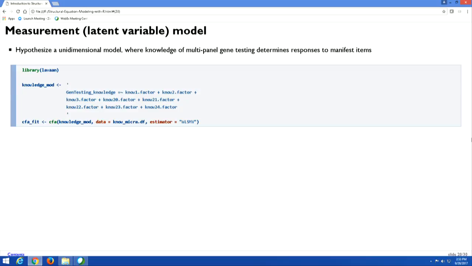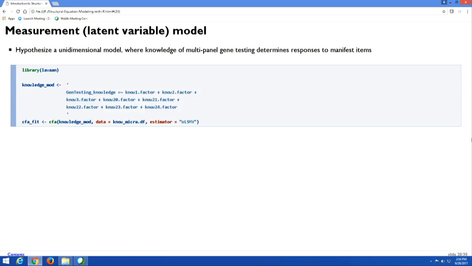And so the model is written fairly simply. I'm just calling the latent variable gen testing knowledge. And then you see the equal sign with the tilde. That's the operator for a latent variable. You can read that as genetic testing knowledge is manifested by, and then these variables. There's actually 25 variables in the data set. To make it display better for the slides, I just picked a few of them. And then I fit the model.